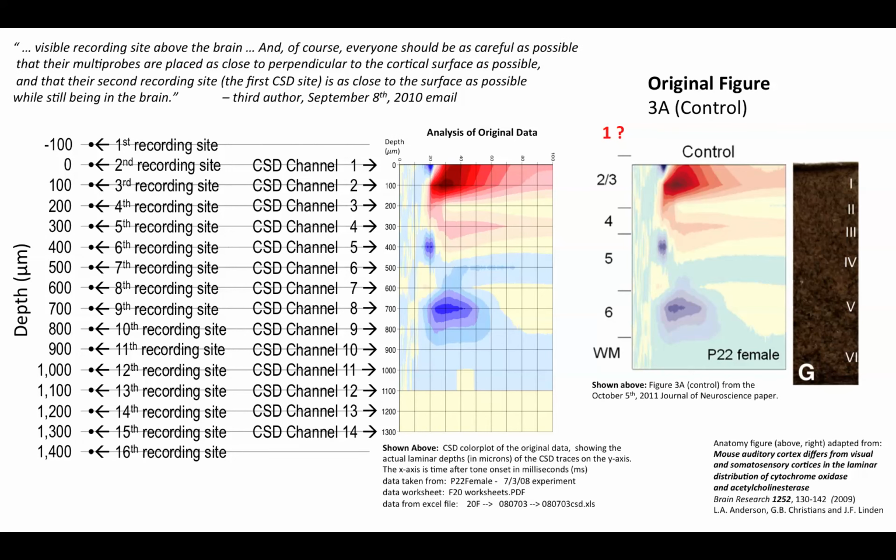And you can also reference an email that I have reproduced on the site, but with the original names removed, where the third author is really very, very clear about the positioning of the multiprobe. In the email, he mentions the visible recording site above the brain, and then goes on to mention that, of course, everyone should make sure that their second recording site, the first CSD site, is as close to the surface as possible. So that's entirely consistent with what I've shown you thus far.